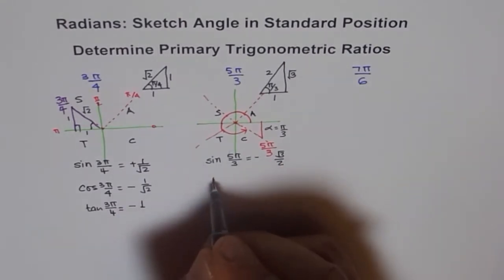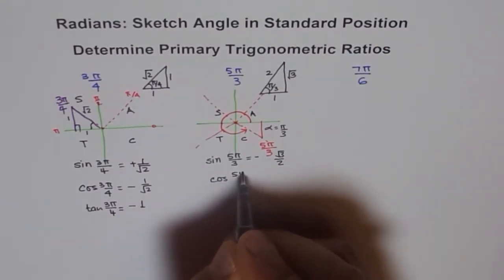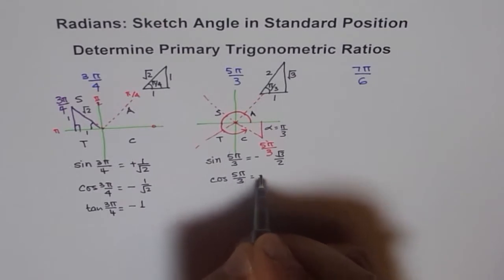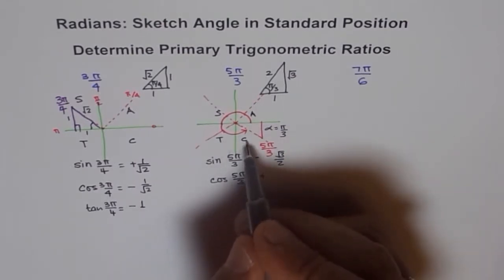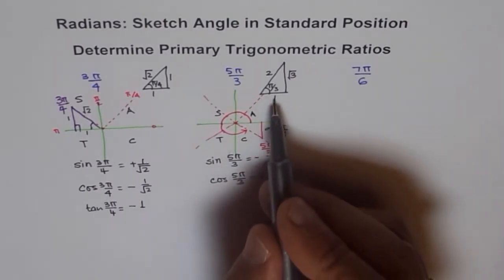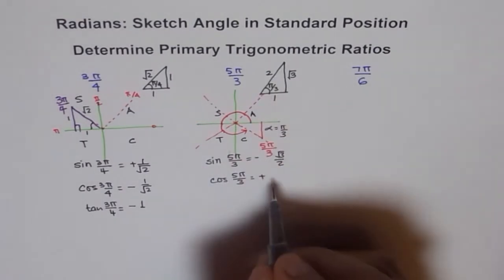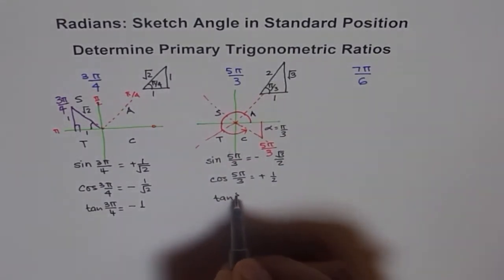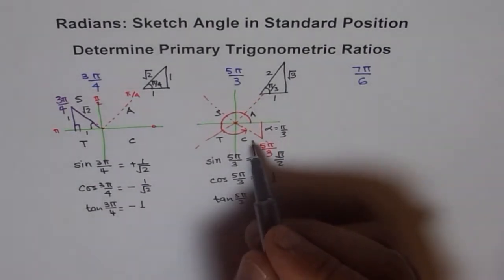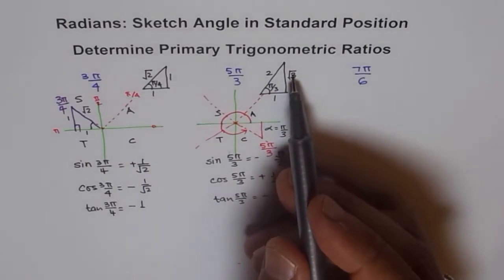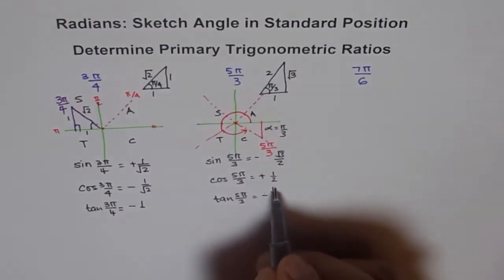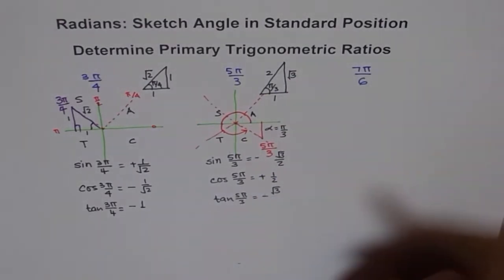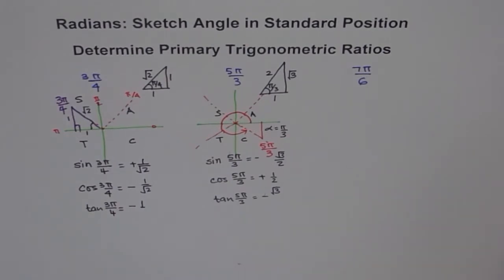Okay. Now, cos 5 pi by 3 will be how much? Cos has to be positive as per the CAST rule, right? And cos is adjacent over hypotenuse. It is 1 over 2, correct? And tan 5 pi by 3 has to be negative because we are in quadrant 4. That is square root 3 over 1, so I can just write negative square root 3. Correct. Let's do the last one.